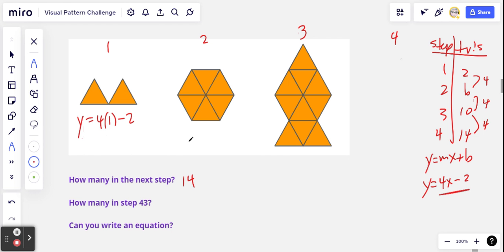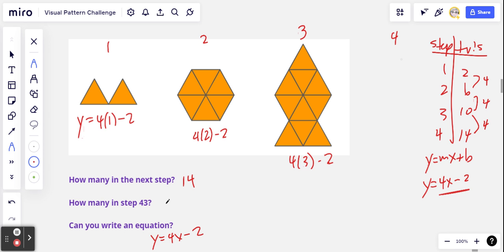Let's try it with step 2 and see if this is working. So 4 times step 2 minus 2. 4 times 2 is 8, minus 2 is 6. Yep. How about in step 3? 4 times step 3 minus 2. That'd be 4 times 3 is 12, minus 2 is 10. Yep, that's how many we had in step 3. So looks like our equation is good. So y equals 4x minus 2.